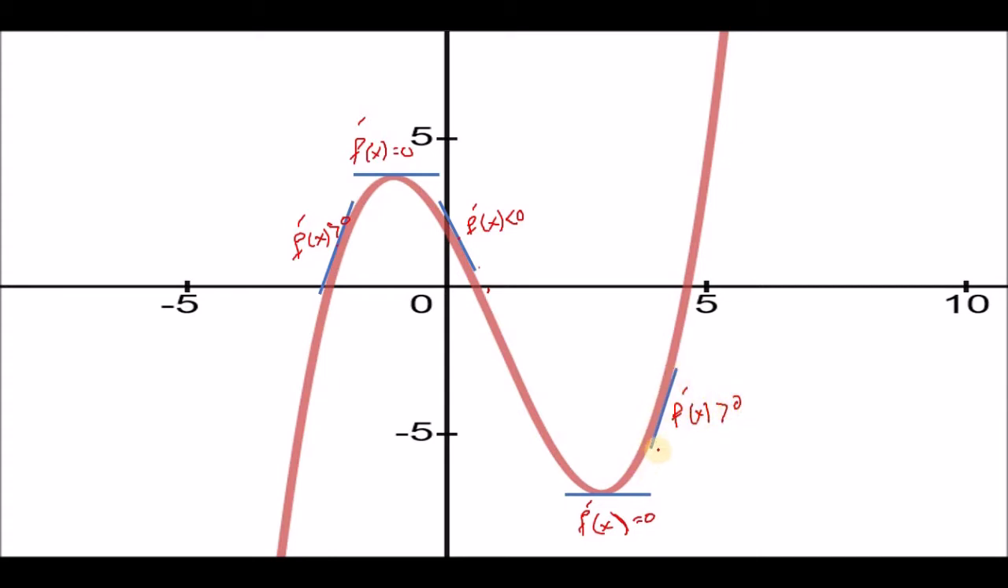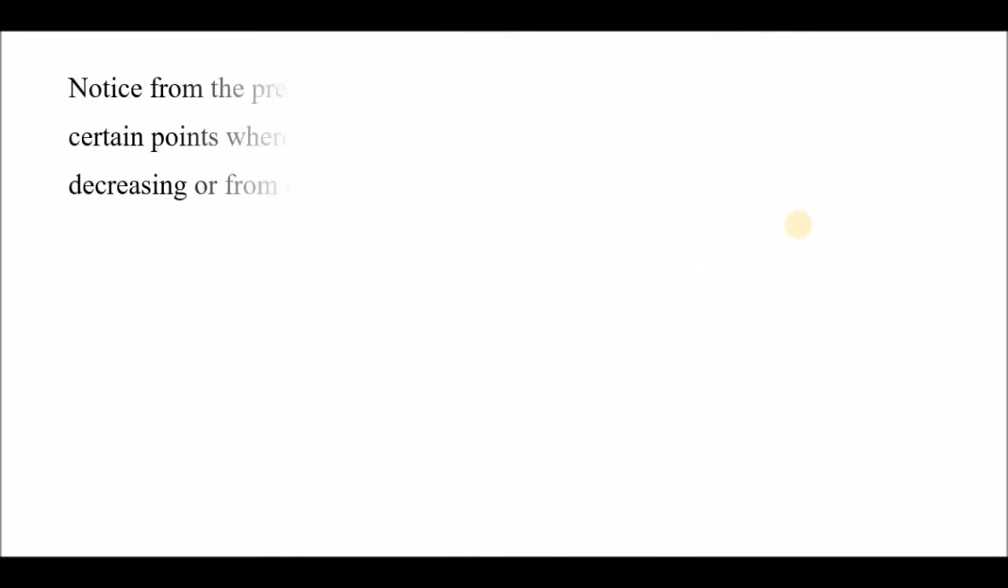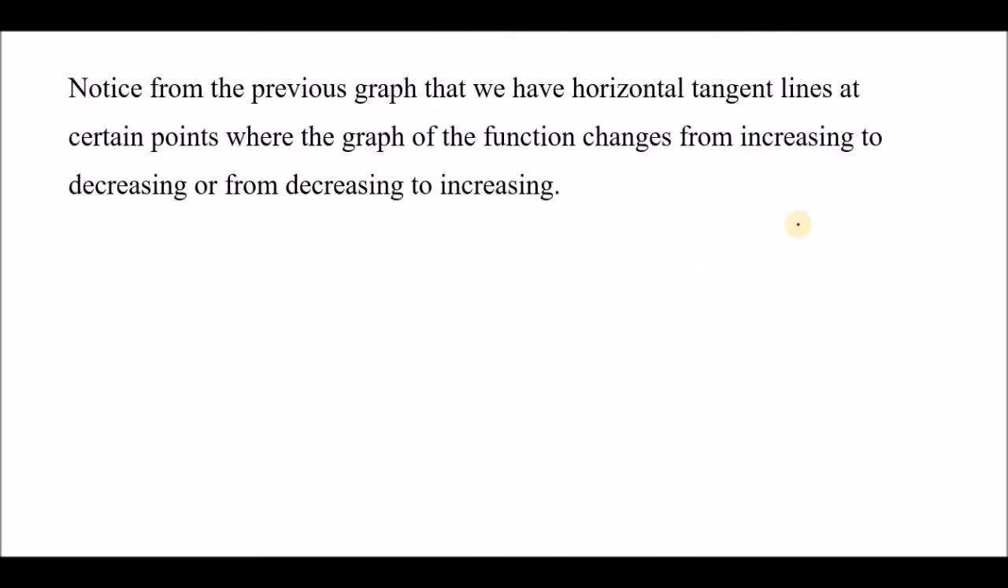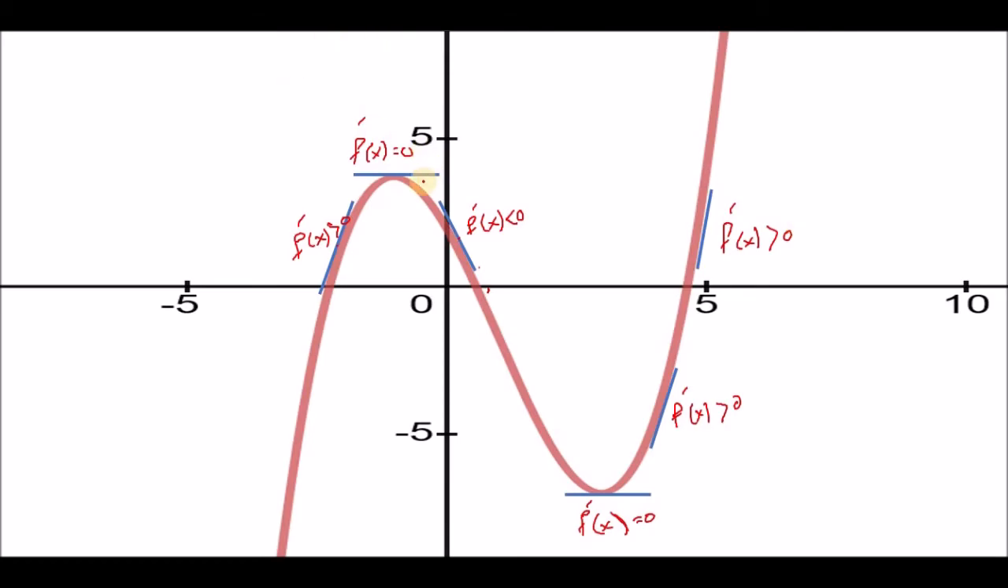because the slope of this tangent line is positive. Notice from the previous graph that we have horizontal tangent lines at certain points where the graph of the function changes from increasing to decreasing and from decreasing to increasing. As you'll notice here, we have f prime of x is equal to 0 when it's going from increasing to decreasing.